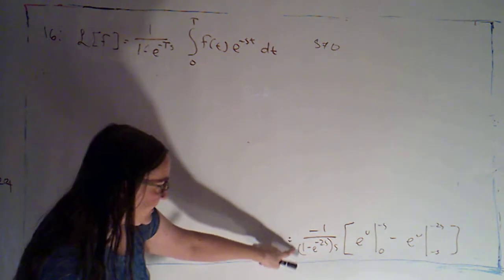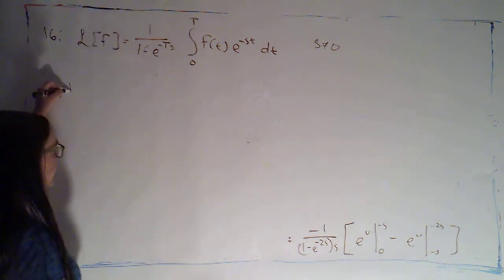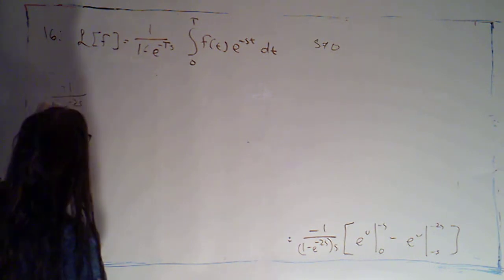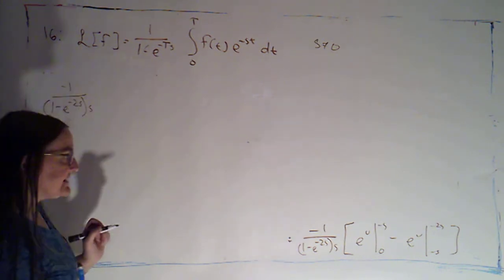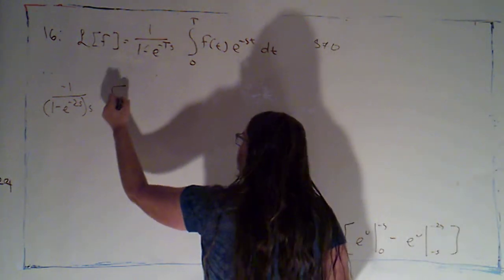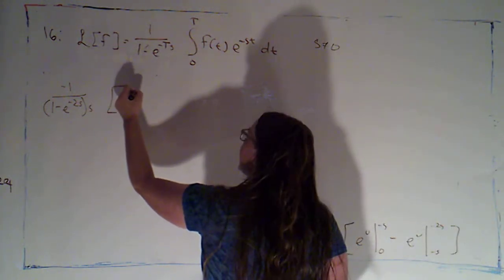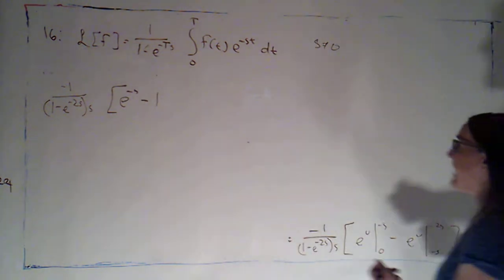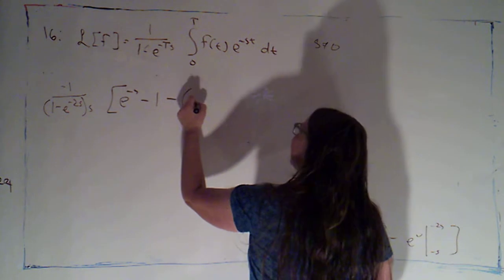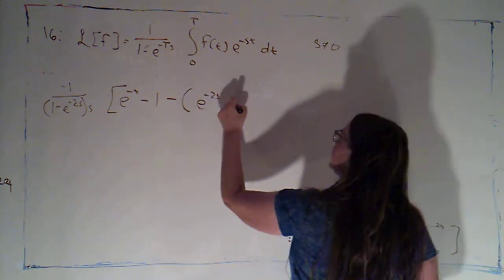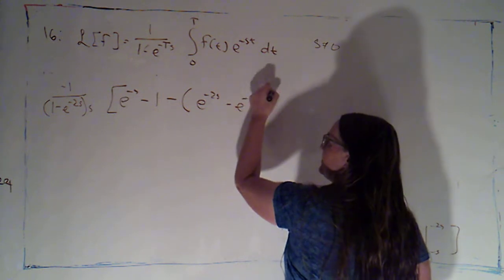So I'm just going to copy this first factor here. I've got a negative 1 over 1 minus e to the negative 2s times s. And then we're evaluating this. So it's going to be e to the negative s minus e to the 0 is 1. And then minus e to the negative 2s minus e to the negative s.